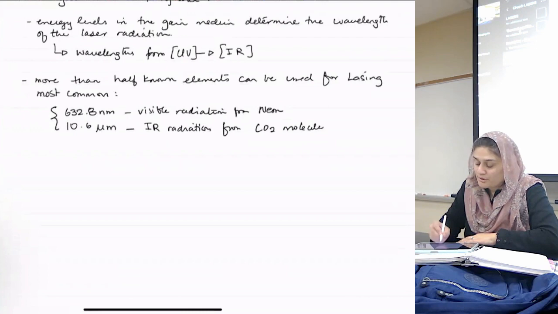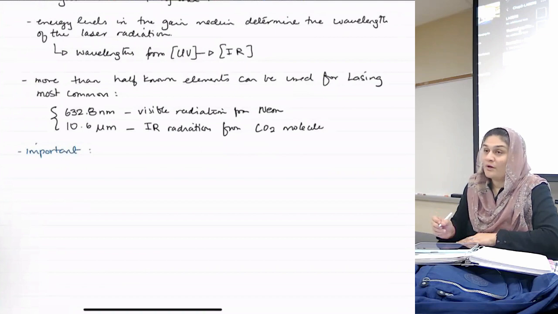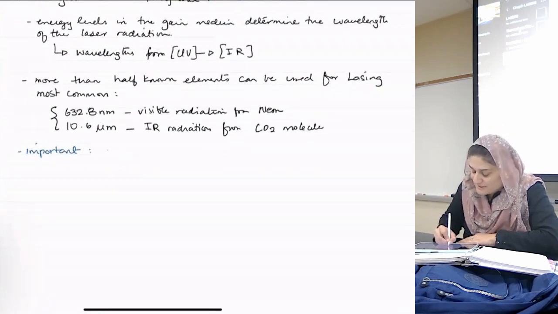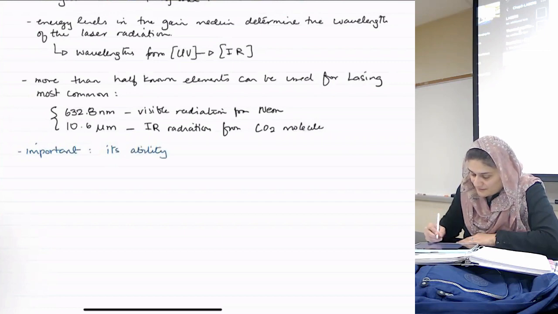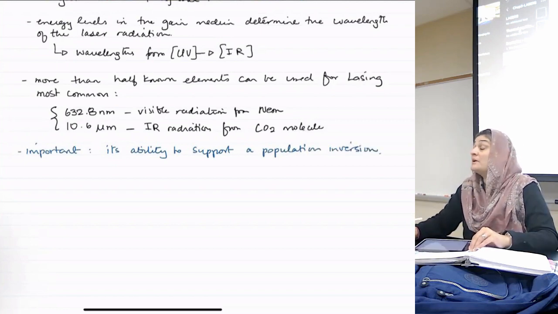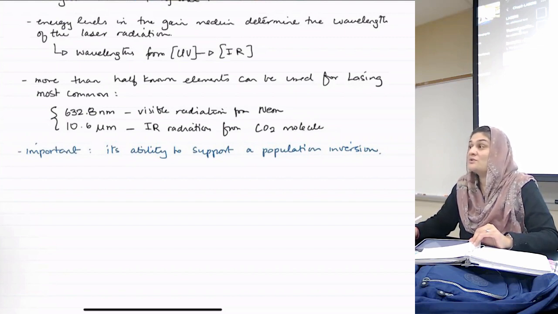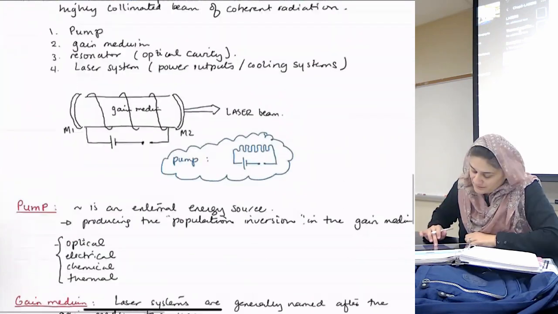The most important requirement for a gain medium is its ability to support a population inversion. And remember, population inversion is not a stable situation, right? Things are inherently lazy. They do not want to be in their excited state. So we have to force them to be in their excited state.